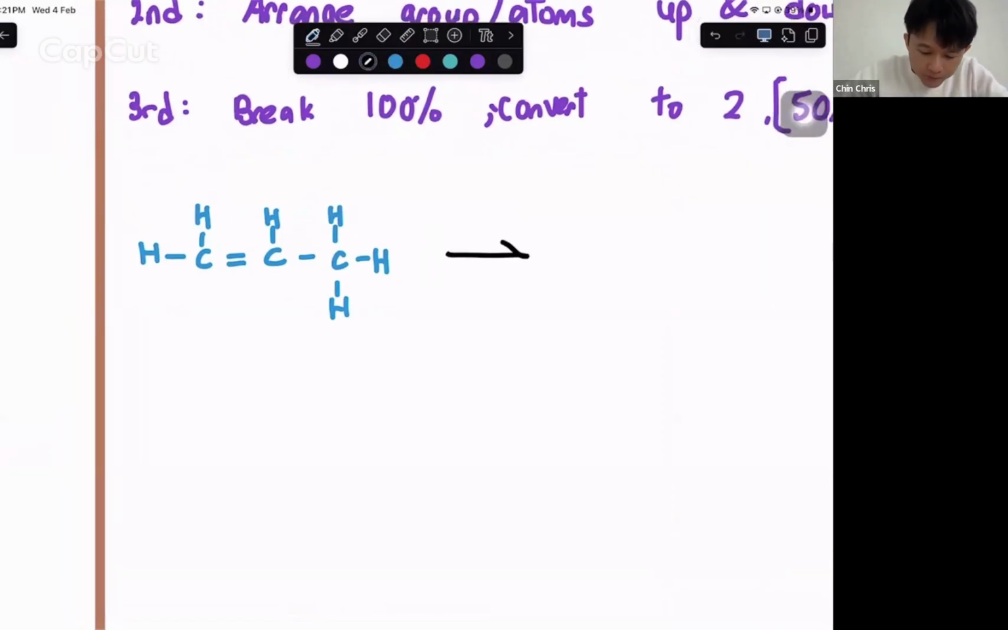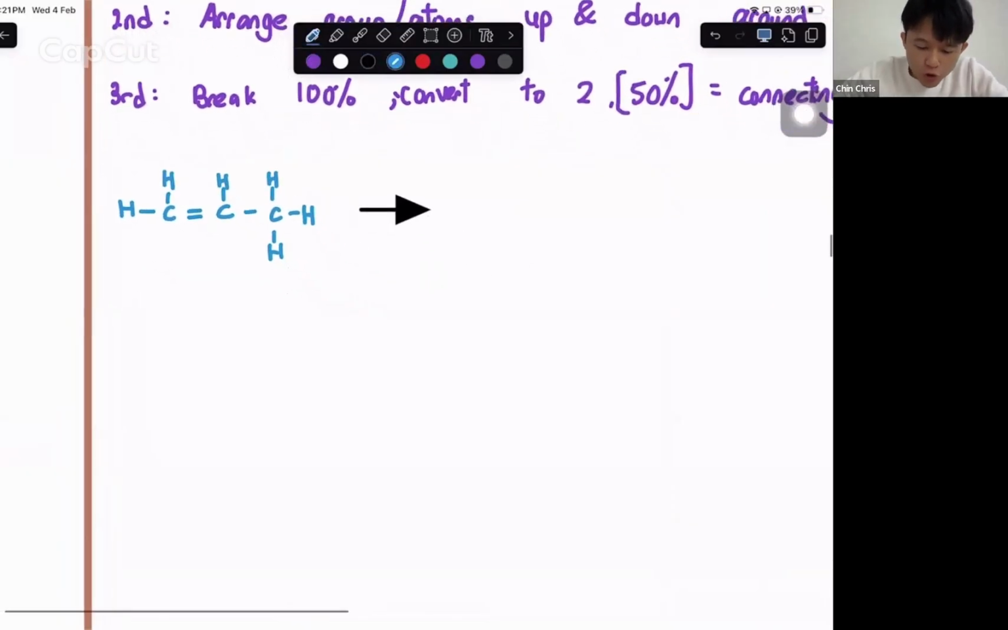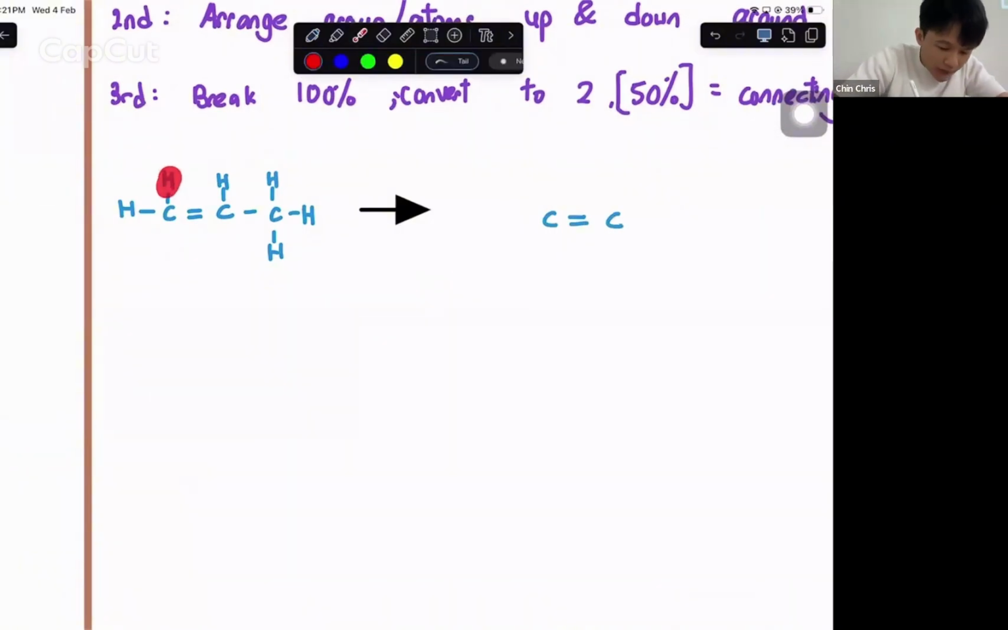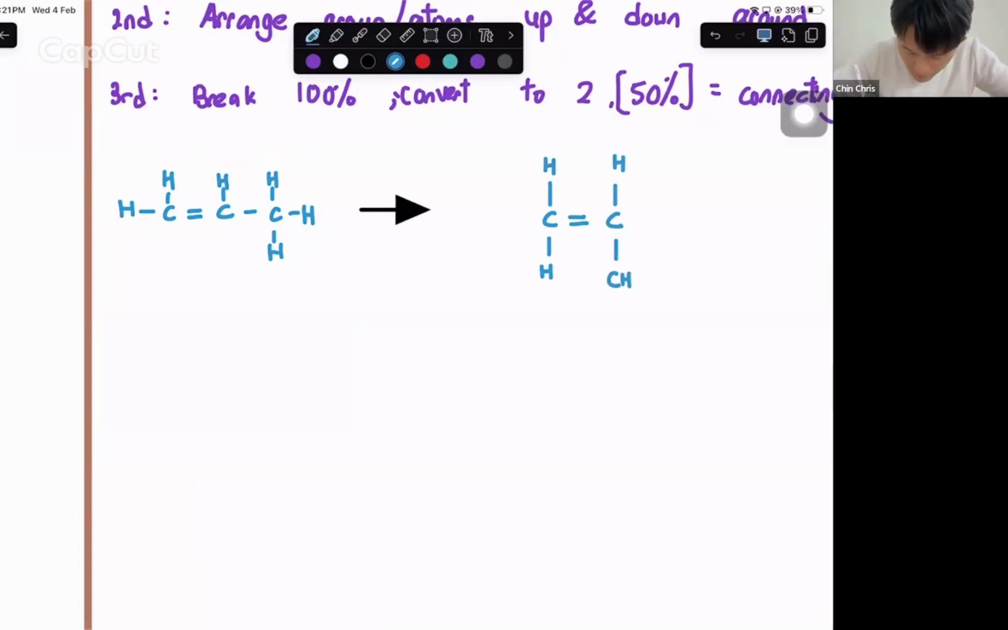Now I will show you how to do it. First step is to draw your double bond. Second, arrange the groups and atoms up and down around it. Always remember, it's up and down. So one up, one down, one up, and the CH3 is down. That's it. Understand?